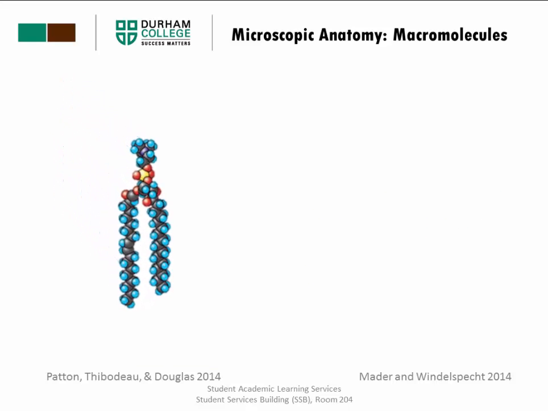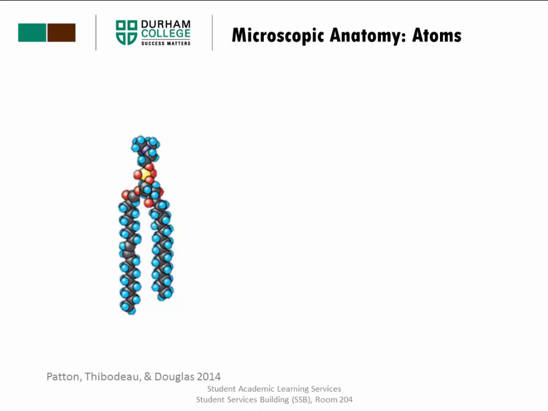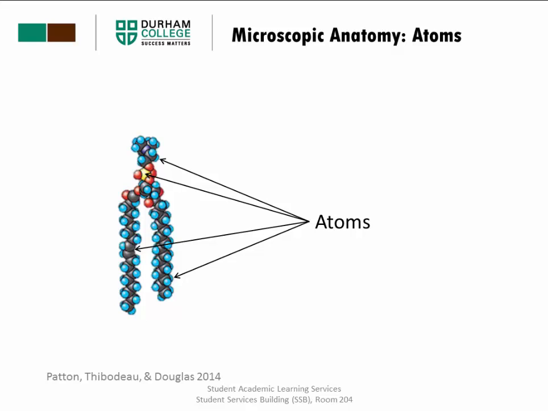And so now we've gotten to the smallest level that we're going to look at in this video, the atomic level of the macromolecules. There are a variety of atoms here. There's hydrogens and carbons and oxygens and so on that make up this macromolecule.